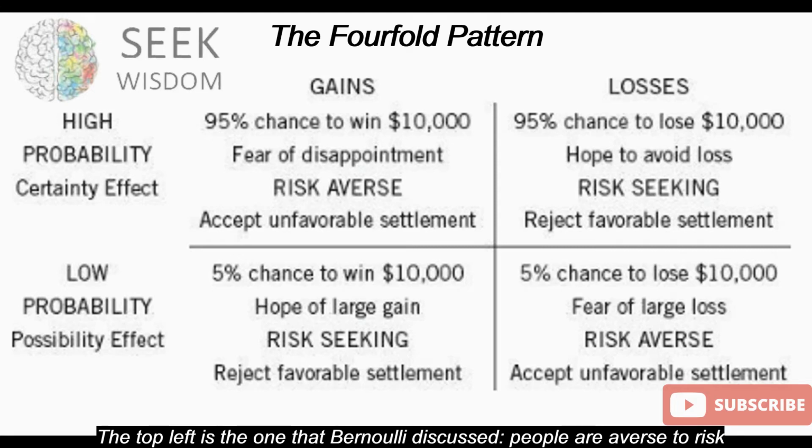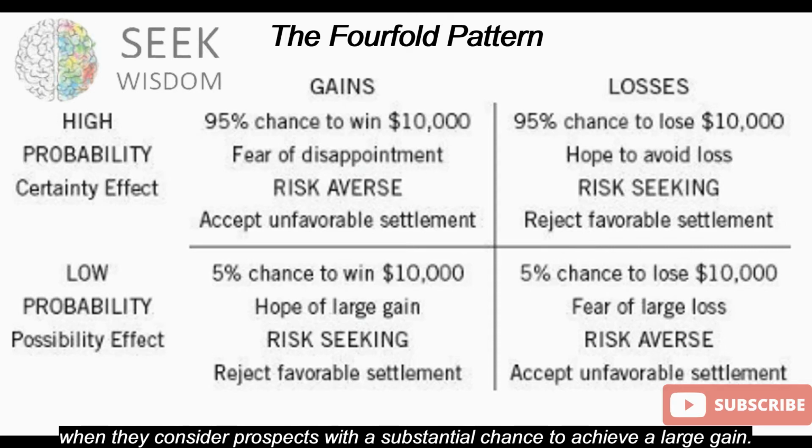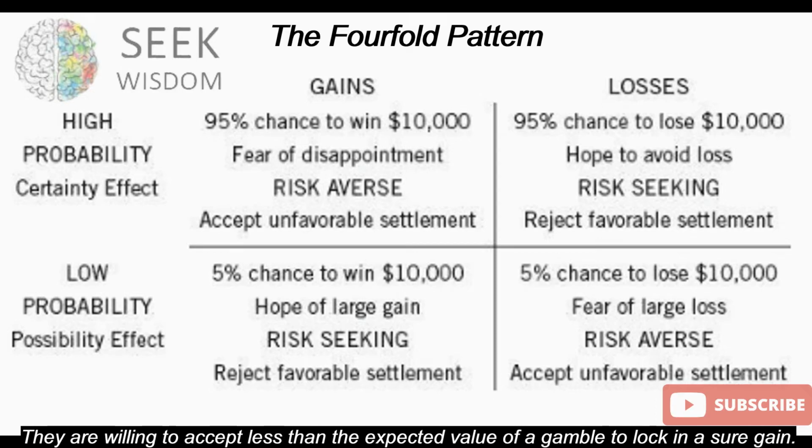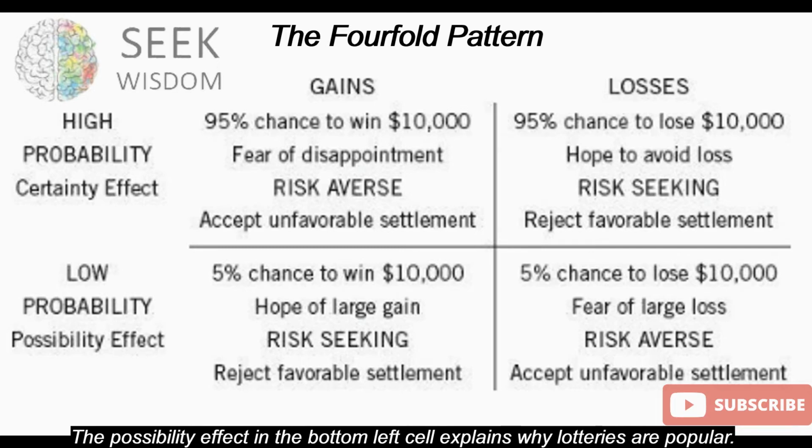The top left is the one that Bernoulli discussed. People are averse to risk when they consider prospects with a substantial chance to achieve a large gain. They are willing to accept less than the expected value of a gamble to lock in a sure gain. The possibility effect in the bottom left cell explains why lotteries are popular.